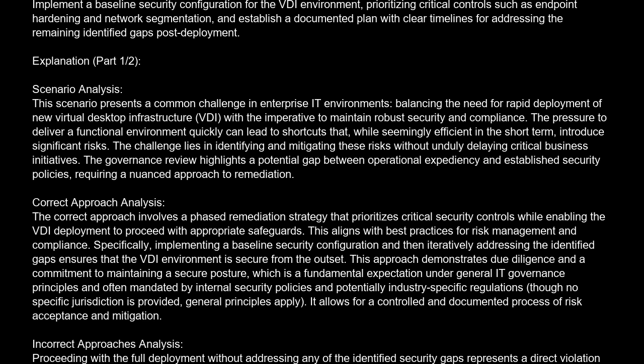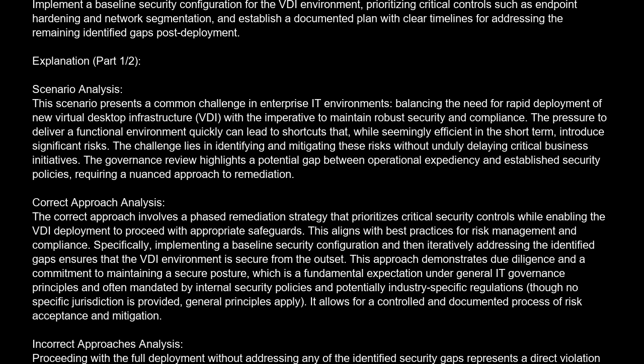Explanation: scenario analysis. This scenario presents a common challenge in enterprise IT environments, balancing the need for rapid deployment of new virtual desktop infrastructure, VDI, with the imperative to maintain robust security and compliance. The pressure to deliver a functional environment quickly can lead to shortcuts that, while seemingly efficient in the short term, introduce significant risks. The challenge lies in identifying and mitigating these risks without unduly delaying critical business initiatives. The governance review highlights a potential gap between operational expediency and established security policies, requiring a nuanced approach to remediation.